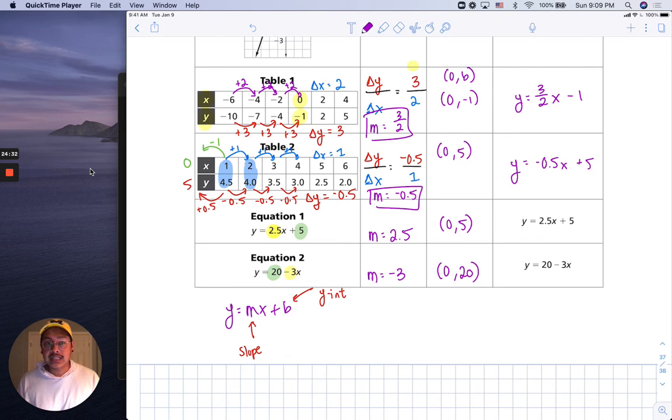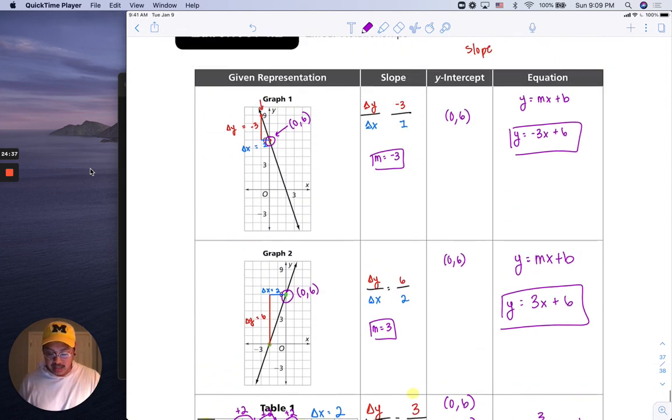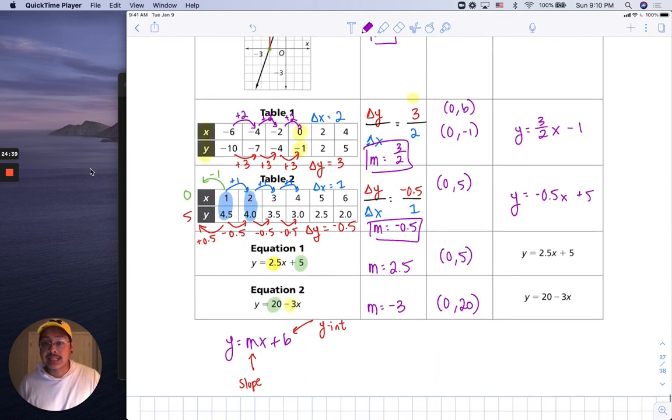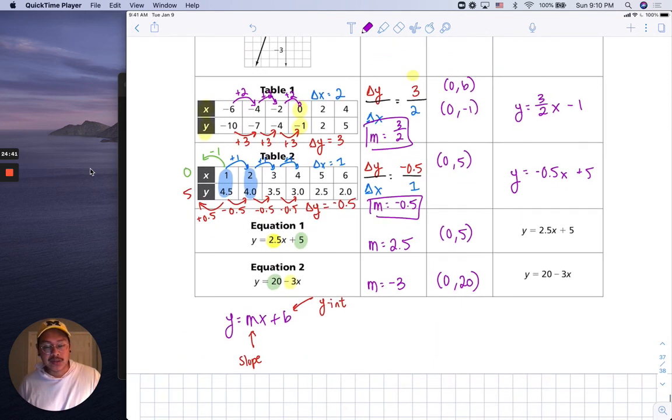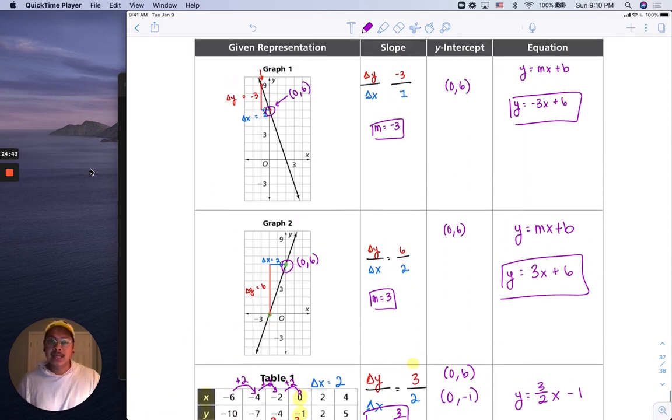And there you have it. That's how you find the slope and y-intercept in these 3 situations: from a graph, from a table, and from an equation.